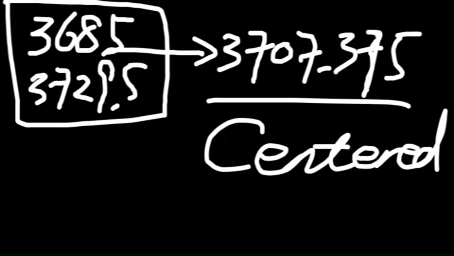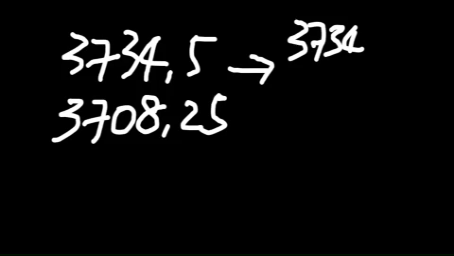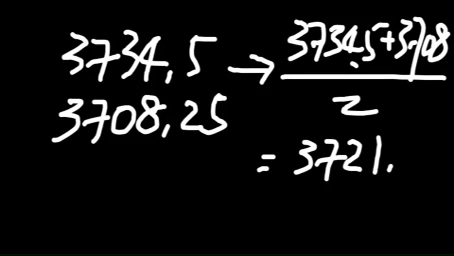As for the question you have asked, the last two moving averages are 3734.5 and 3708.25. So the central moving average comes from 3734.5 plus 3708.25 and divided by 2. And then that should be 3721.375. So this is the last moving average. And this is the one which is before the G.